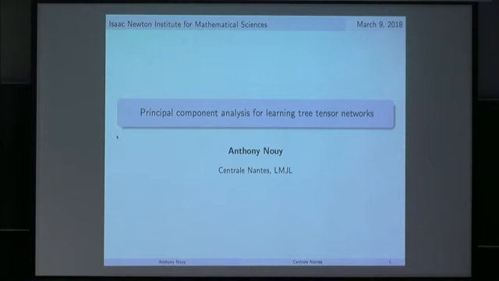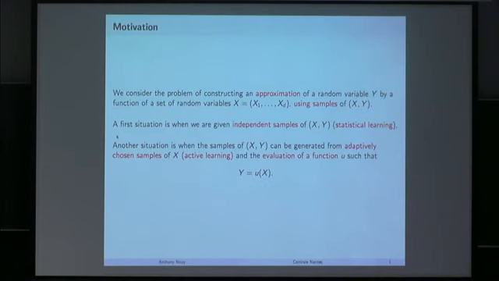So I will first set up the context. Here we are in the context where we want to approximate a random variable y as a function of random variables x, possibly many, x1 to xd, using only samples of the pair of variables x and y. This is a traditional setting in statistical learning. The standard statistical learning setting is where you have independent samples of the pair of variables x and y. Okay, so usually independent and identically distributed samples of this.